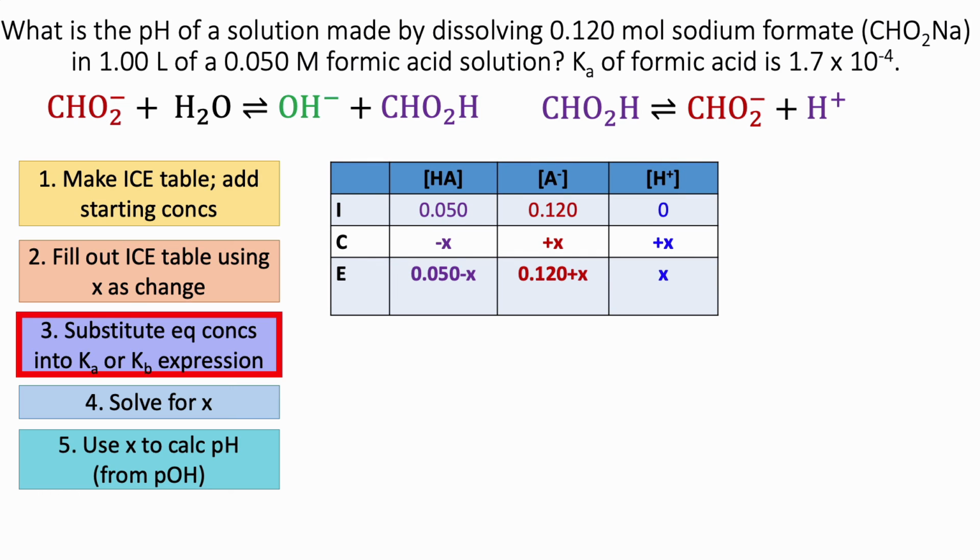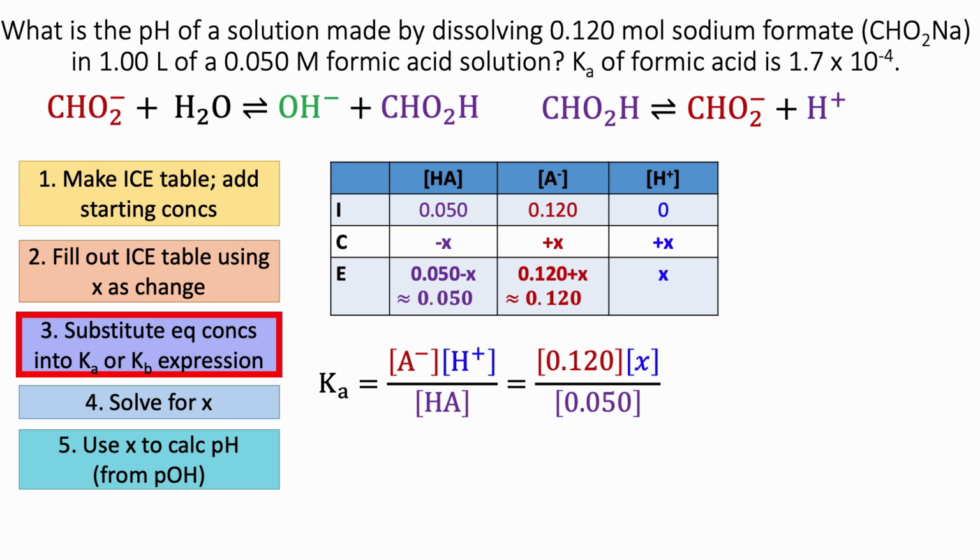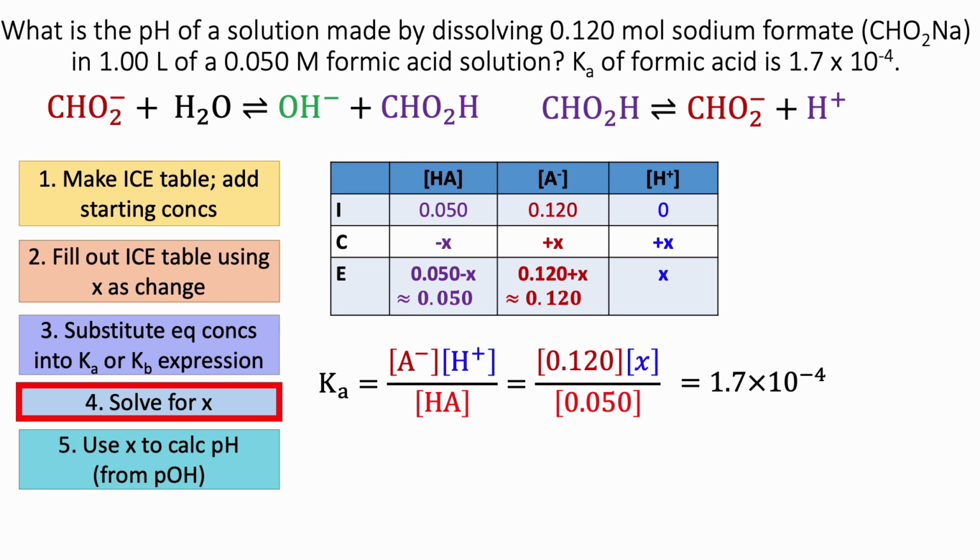Now we're going to substitute these equilibrium concentrations into our Ka or Kb expression. Here's our generic Ka expression. And before we plug these concentrations in, let's make a simplification. I'm going to say that this is about 0.120, this is about 0.050. Now, we will see if we can actually make the simplification, but for now, let's just assume we can shortcut. So let's plug that into our equilibrium expression, set it equal to our Ka value of 1.7 times 10 to the minus fourth, and then we can solve for X.